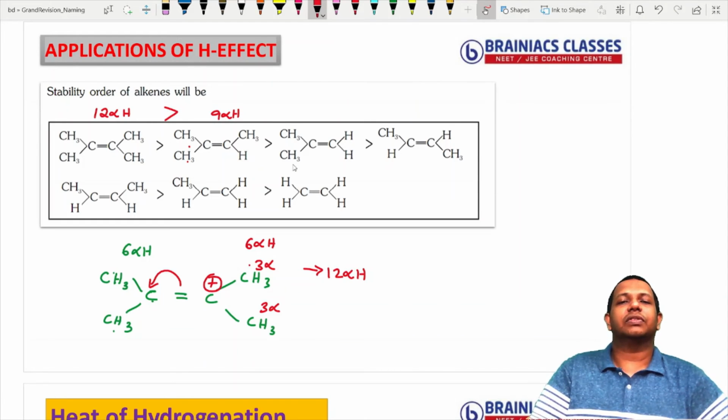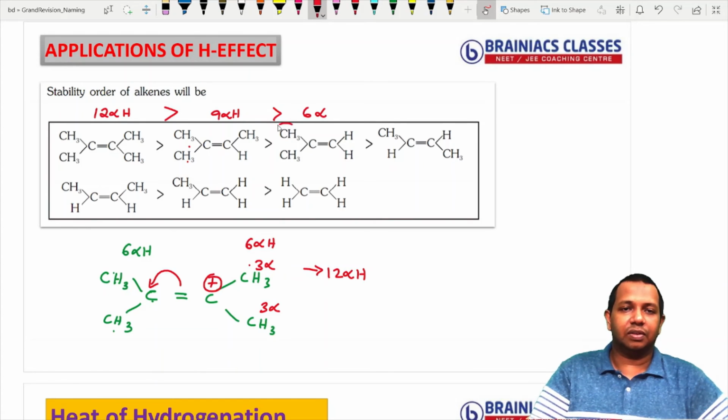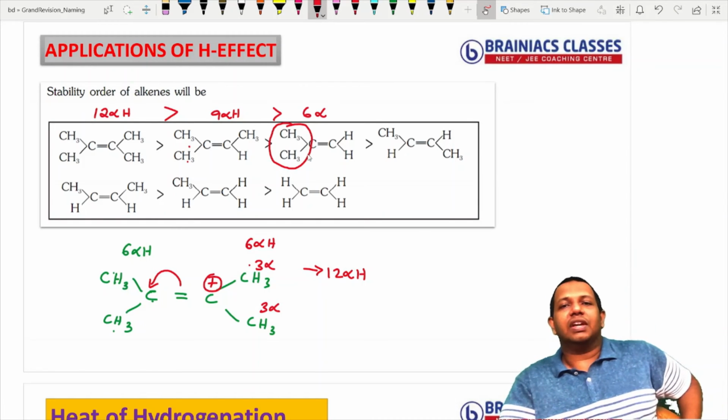Here also 3 plus 3 is 6 alpha hydrogen. Here you see 3 plus 3 is 6 only. But you can see here this one is on the same carbon atom. So here the repulsion is very high. So you can say these are on the same carbon atom.